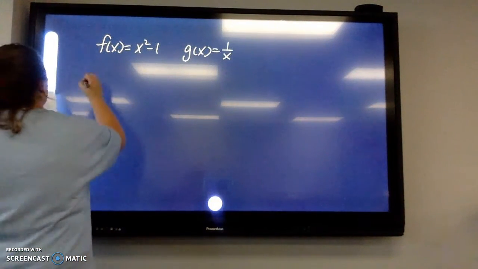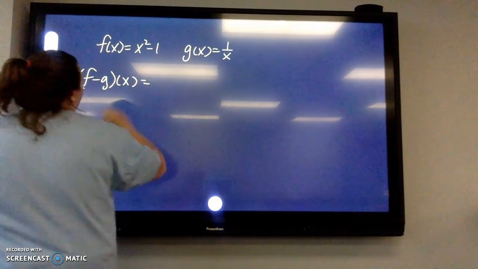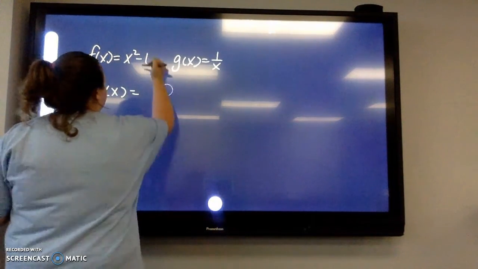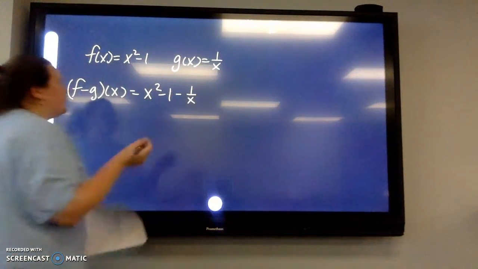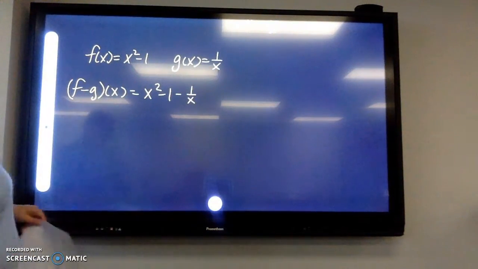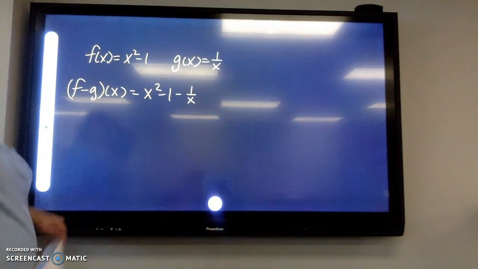So 18 is f minus g of x, which is just going to be x squared minus 1 over x. There's nothing else I can do. I know I'm leaving it with x's because that was an f minus g of x.